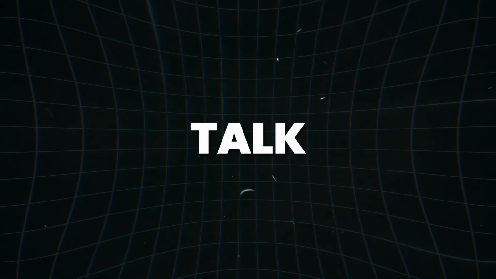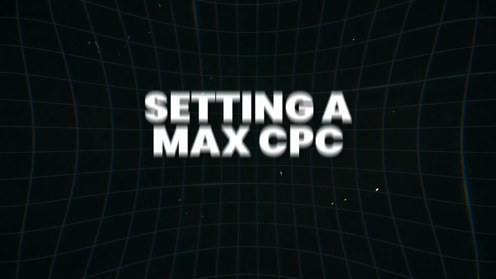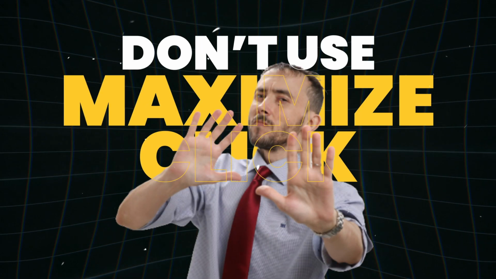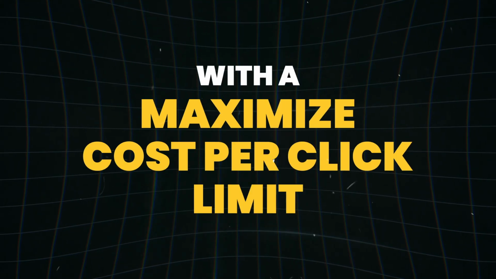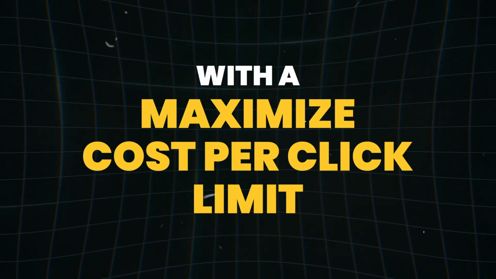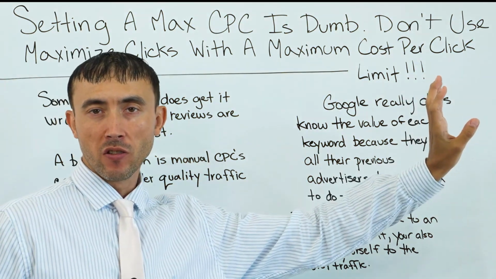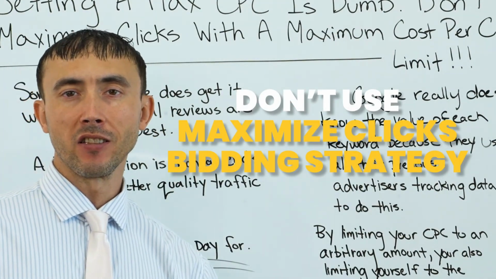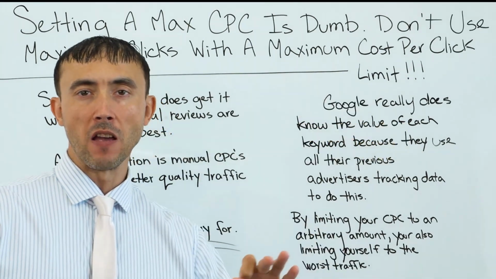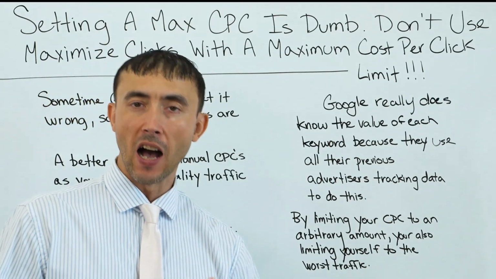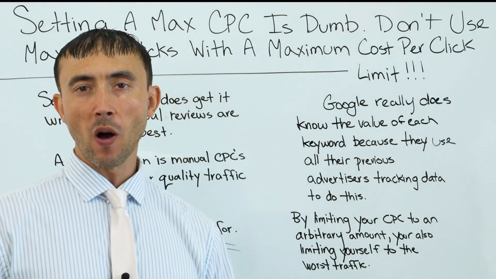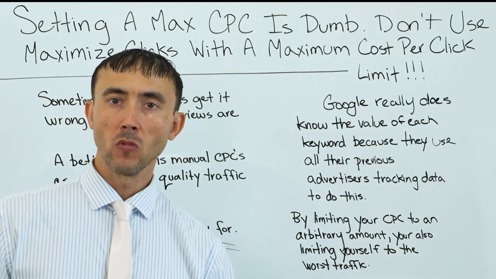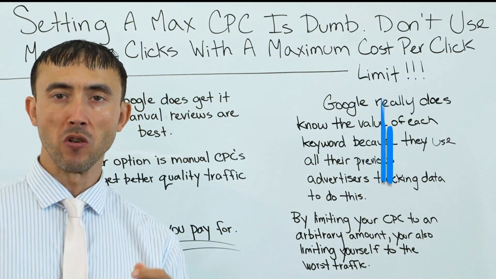Today's video, we're going to talk about why setting a max CPC is dumb. Don't use maximize clicks with the maximize cost per click limit at the same time. Or at least, to keep it simple, just don't use the maximize clicks bidding strategy at all, in favor of manual bidding. I'm going to explain exactly why that is in today's video, so you can actually get the best results out of Google Ads.